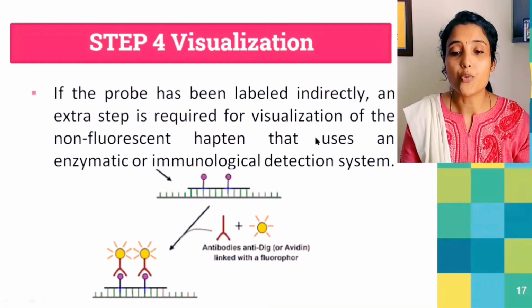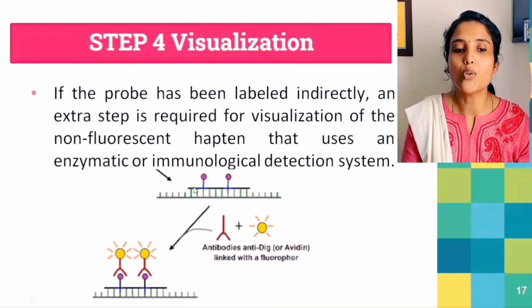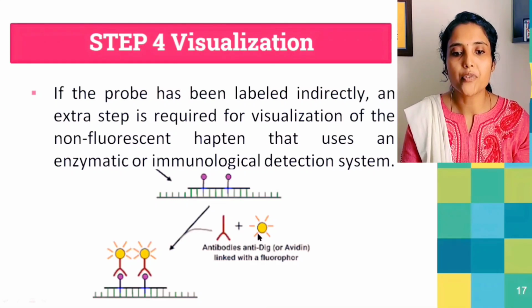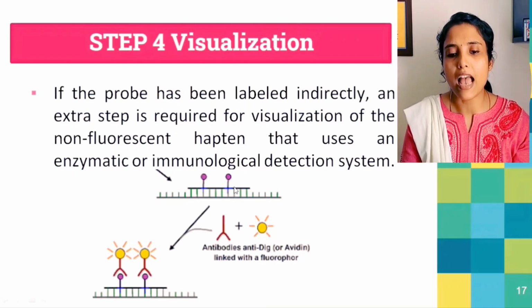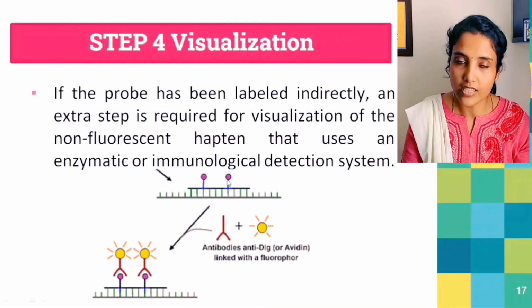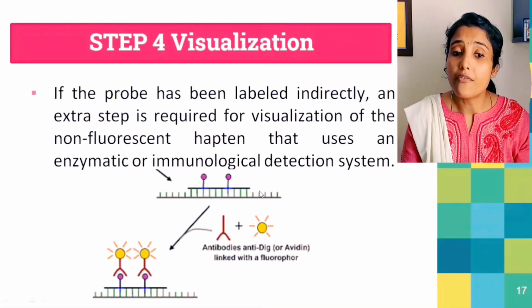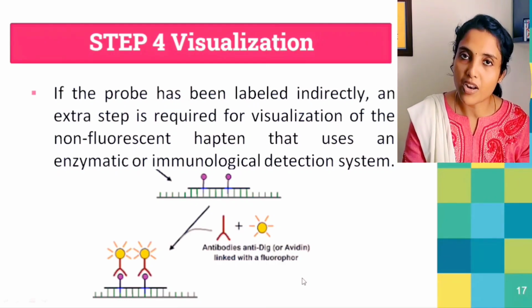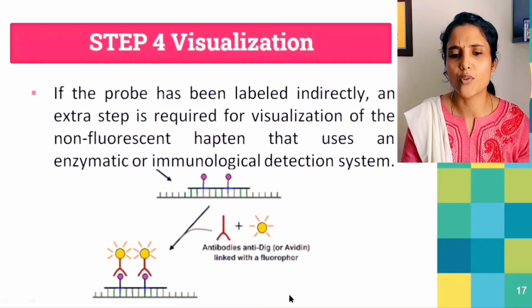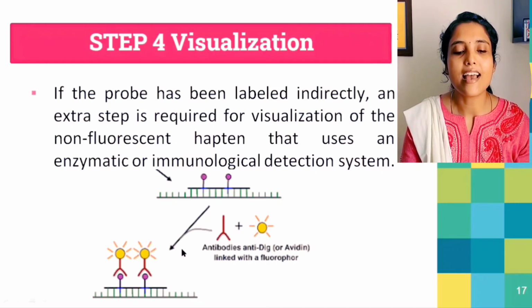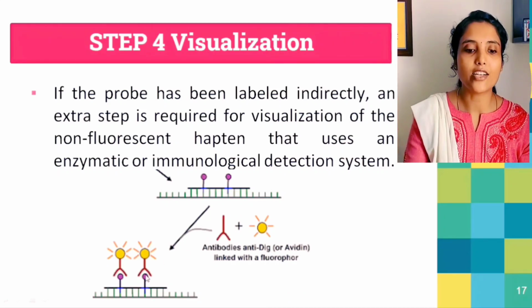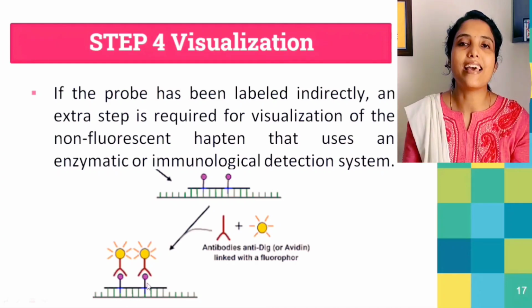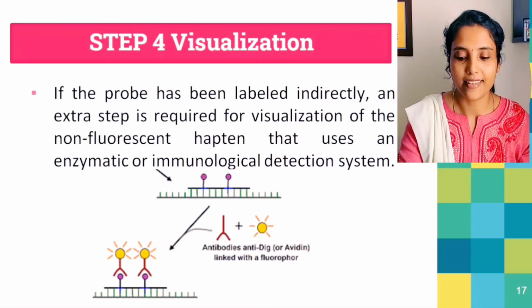So we have to do the visualization of the non-fluorescent hapten that uses an enzymatic or immunological detection system. Basically, you can add antibodies, anti-dig or whichever matches the hapten you're using. If it is digoxigenin, you will use anti-dig. If it is biotin, you will use avidin, because biotin has a strong affinity towards streptavidin as well as avidin. That is what they're saying here. The fluorophore will attach specifically to this hapten-containing molecule, and then you can carry out the visualization.